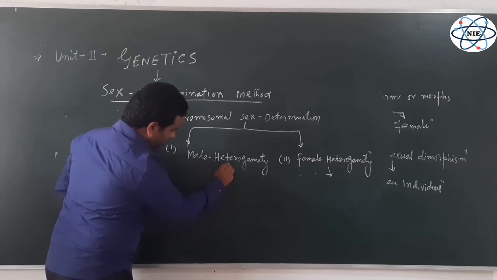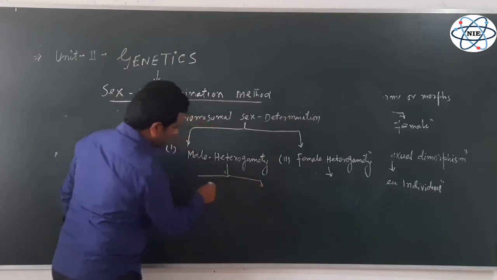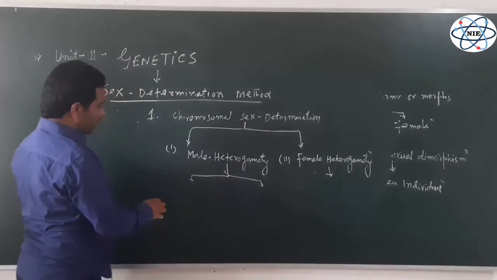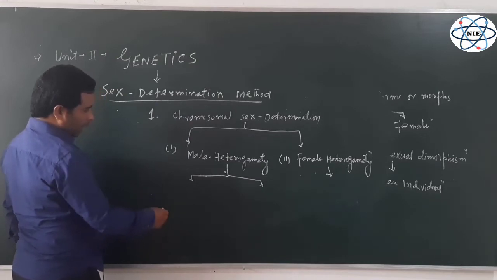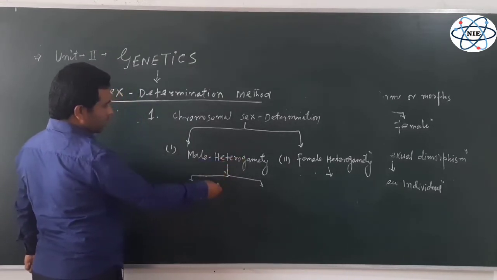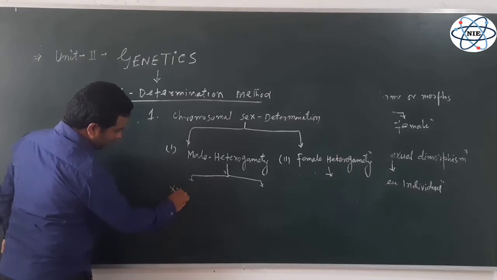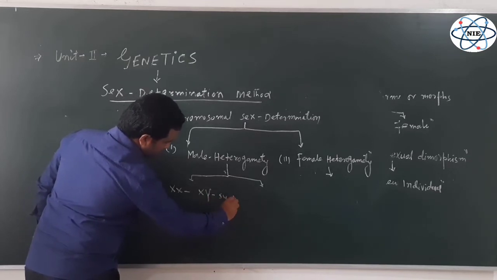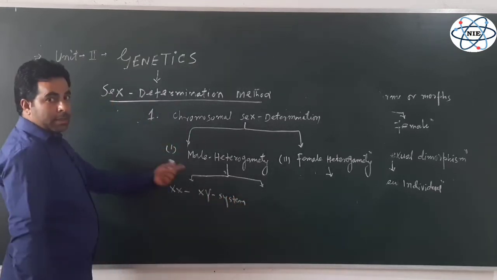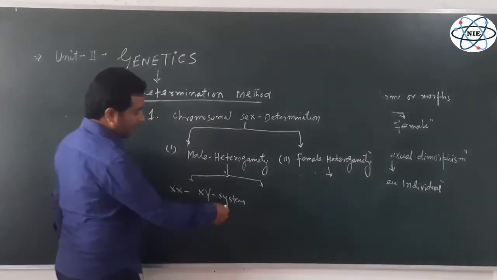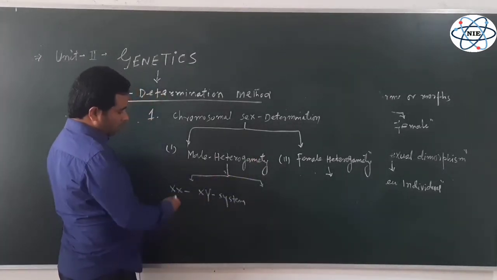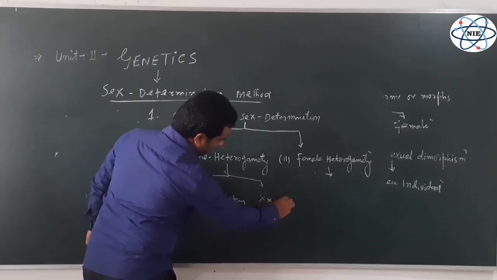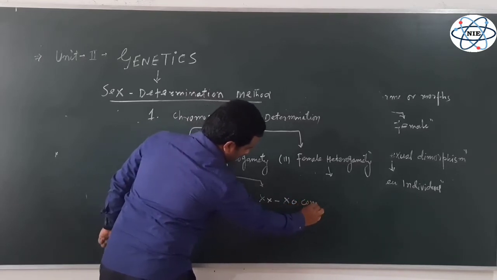We can classify this type further. For example, the most important example that we will come across in this type of system, where the male is heterogametic, is the XX-XY system. But there is another example where we have a pretty different complement of chromosomes, for example, the XX-X0 condition.